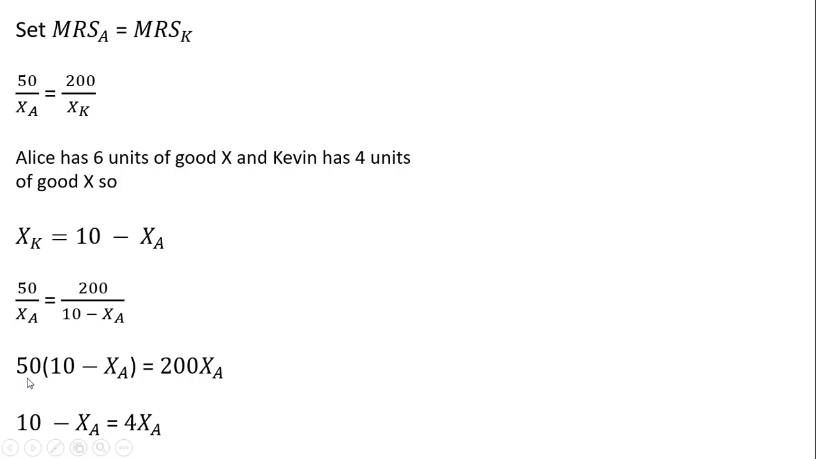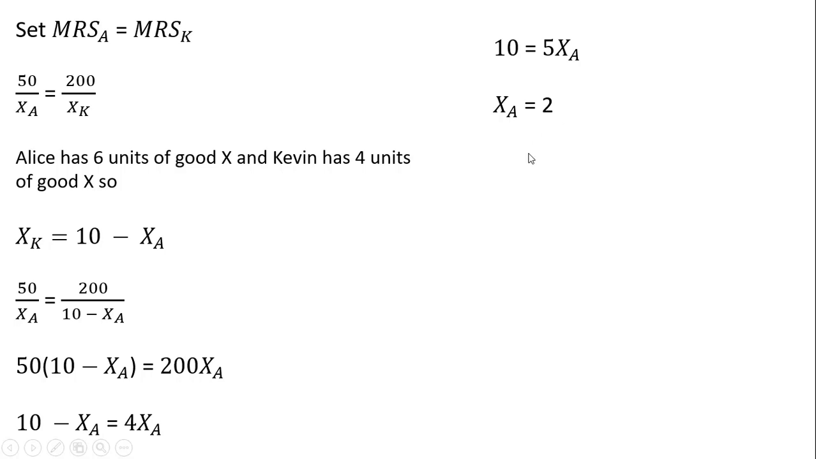Next thing I'll do is divide everything through by 50. So 200 divided by 50 is 4. And now I'm going to add X subscript A to both sides to get this. And then dividing through by 5, 10 divided by 5 is 2. And we have our contract curve.